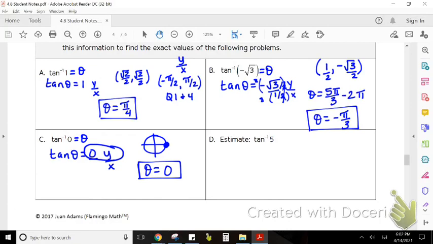And then once again, D says we're going to take the inverse tangent of 5. 5 is not going to be on my unit circle, so I'm just going to do the inverse tangent of 5 in my calculator, and I got 1.373.